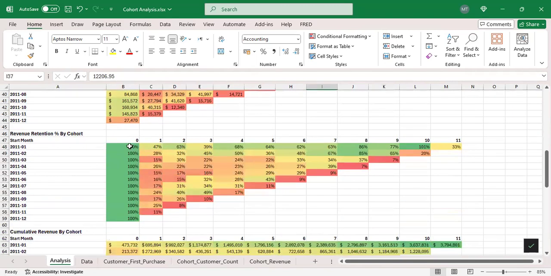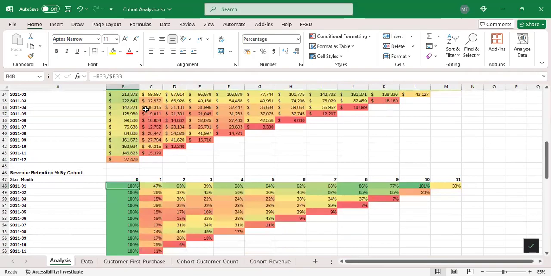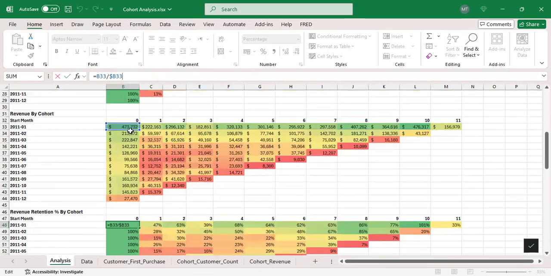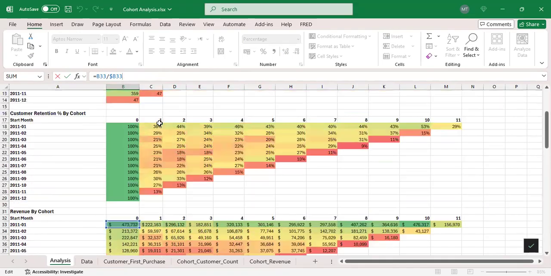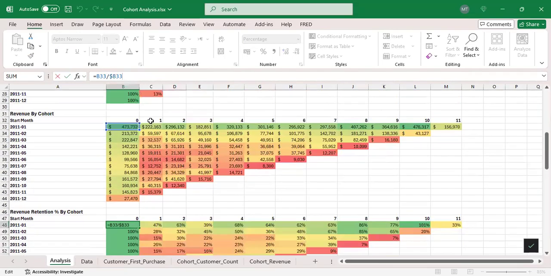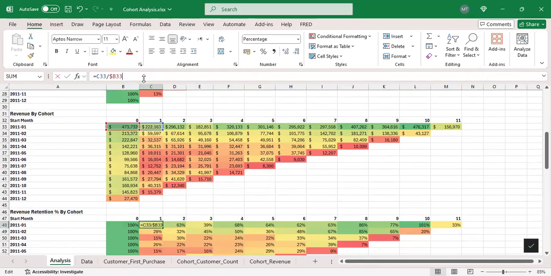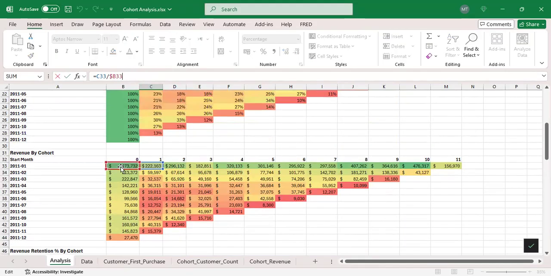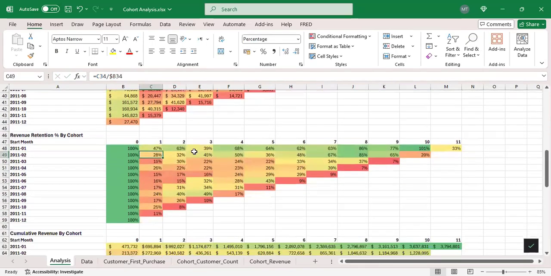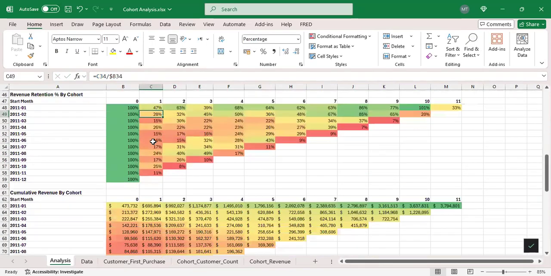And then I also did a calculation on revenue retention percentage by cohort. It's the same formula. I just divided the revenue by the revenue that we had at the start. So let's say if we look at this value here, I'm dividing this revenue number by the revenue that we had at the start of each cohort. So that's how I'm getting the revenue retention.